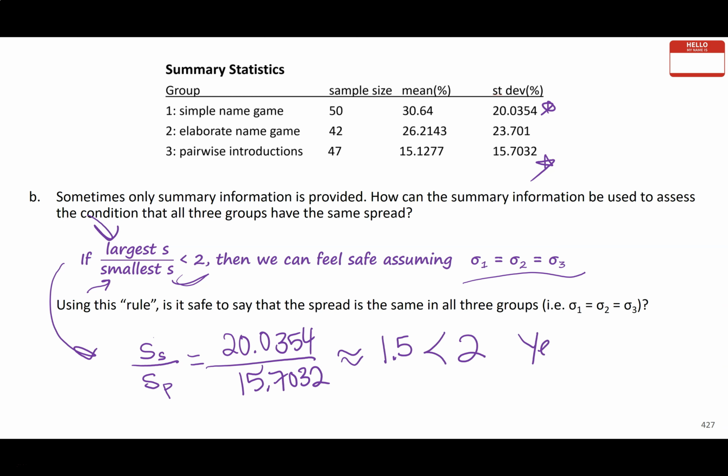So yes, it's okay to assume the standard deviation for simple is the same as the standard deviation for pairwise, which is the same as the standard deviation of elaborate. So we can assume the variability within each of the groups is close enough to use this one-factor ANOVA test. It should work.